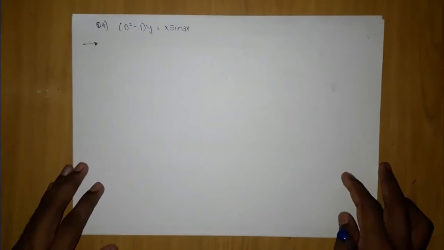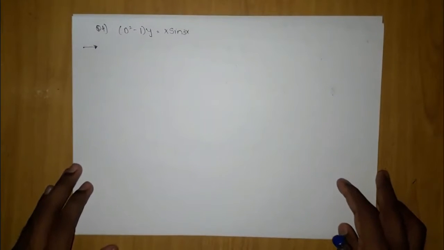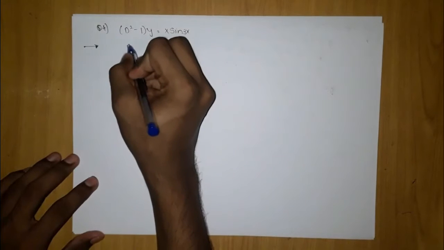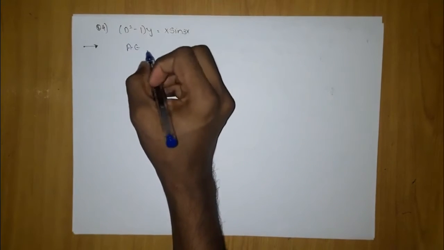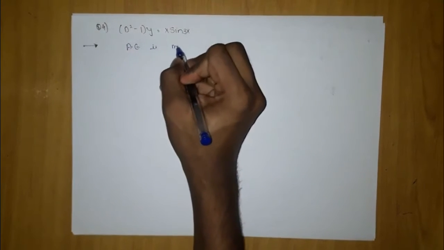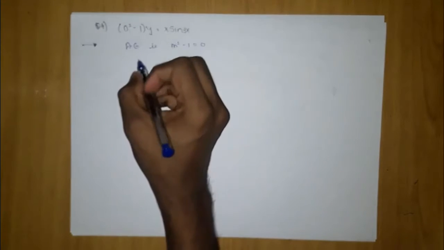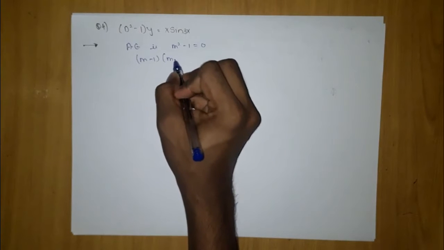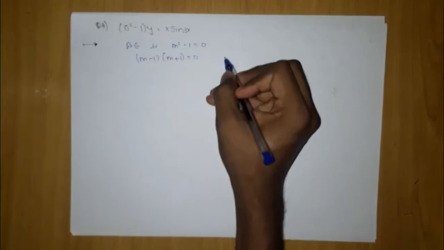So let's begin with the question. The question which we are going to take is the fourth question, which is d square minus 1 into y equal to x sine 3x. So in this question, first the auxiliary equation. The auxiliary equation is m square minus 1 equal to 0, which will give you m minus 1 and m plus 1 using a square minus b square. So you have m equals 1 and m equals minus 1.